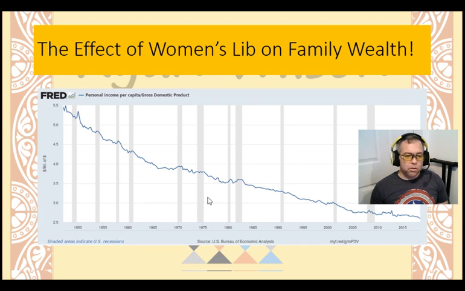Personal income in total actually grew. So that's personal income per capita, kind of. But it didn't grow as a percentage of GDP, of gross domestic product. So even though personal income grew, it didn't grow at the same rate that GDP did. So our share of the economy.